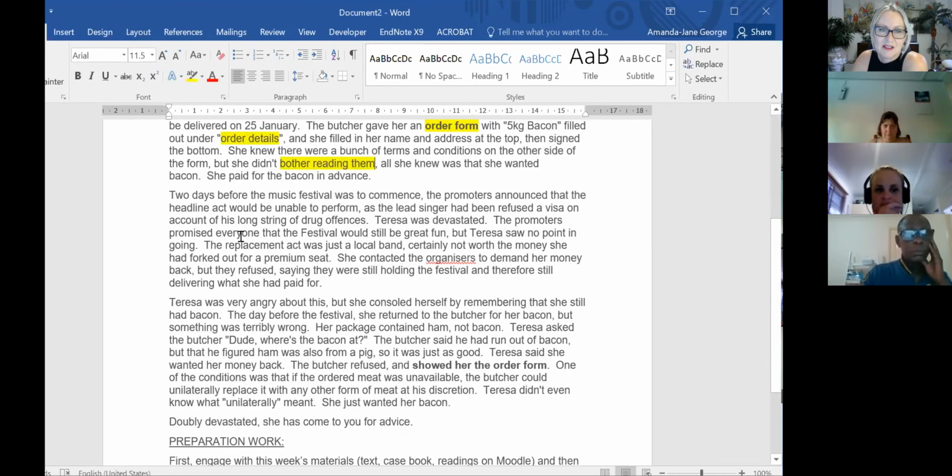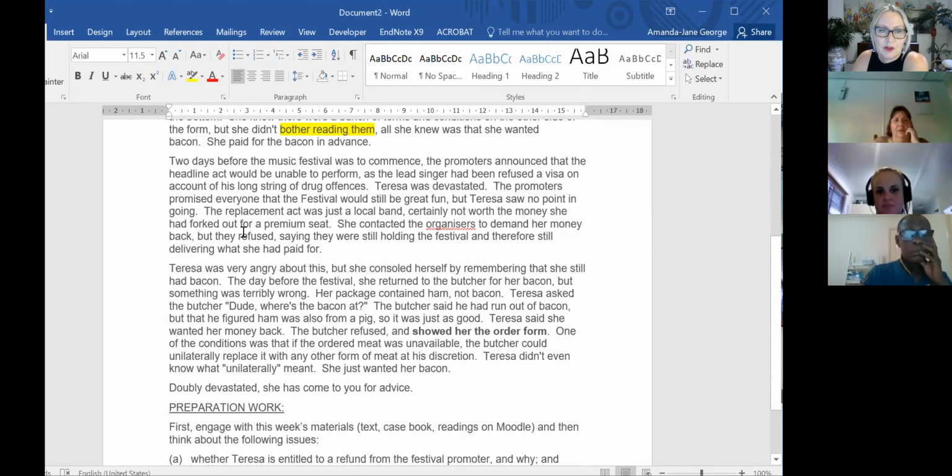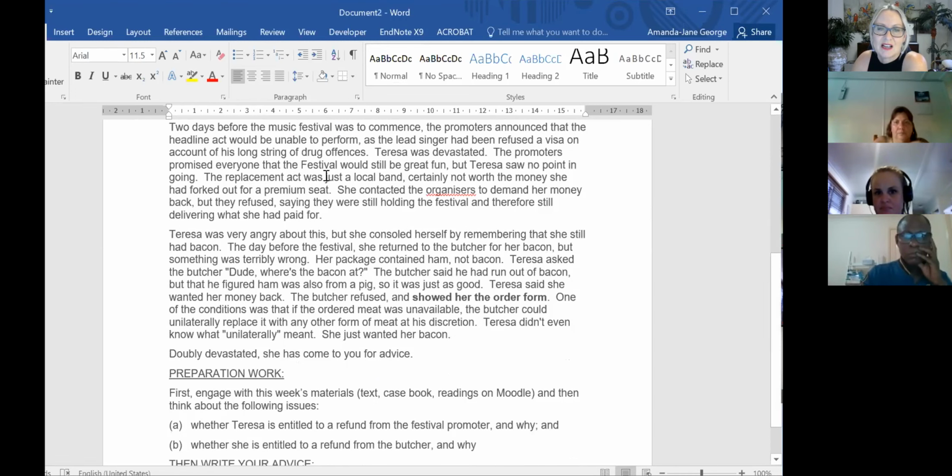She paid in advance. Then 2 days before the music festival, promoters said that the headline act couldn't perform. She was really upset. The promoters promised everyone that the festival would still be great fun. She didn't want to go. The replacement was just a local band, not worth the money. Okay. She forked out for a premium seat. So she contacted them and asked for a refund. They said no, the festival's still going ahead.